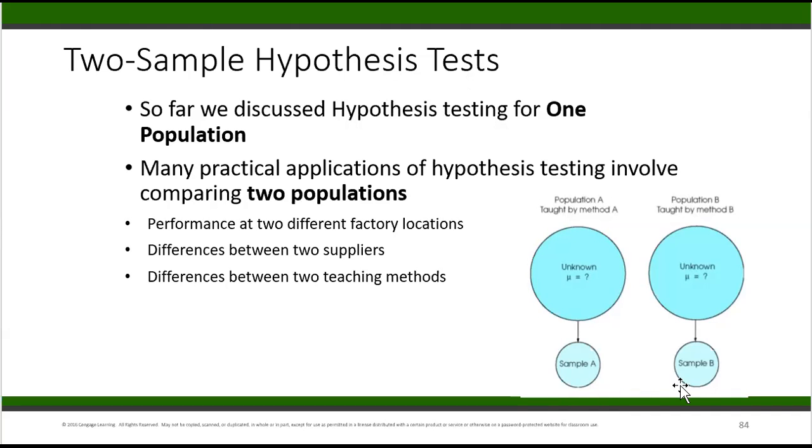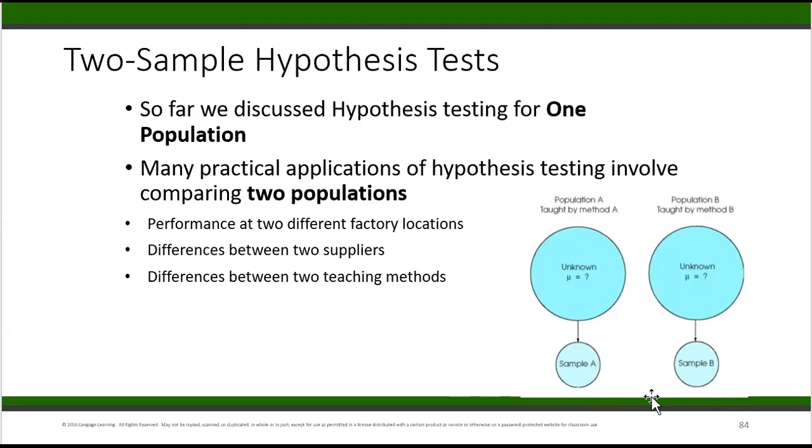We need to take two samples, one from each population. If you try to compare the retail price of items sold at Walmart versus Target, again, you have two different populations, items sold at Walmart versus items sold at Target. So two completely different populations, and then again, you need to run a two-sample hypothesis testing. You need to take two samples and compare them.